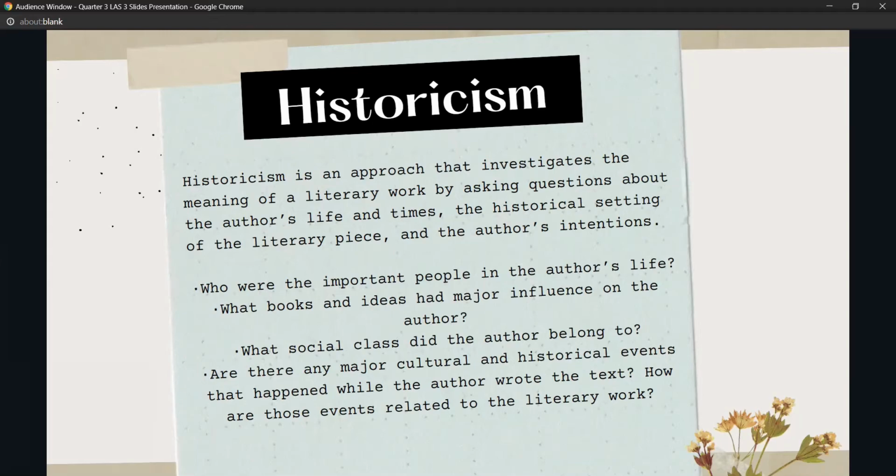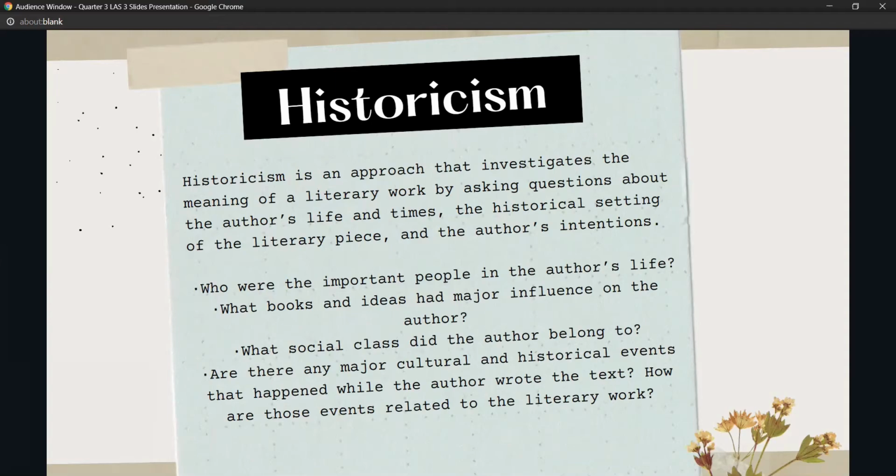What books and ideas had major influence on the author? What social class did the author belong to? Are there any major cultural and historical events that happened while the author wrote the text? How are those events related to the literary work?